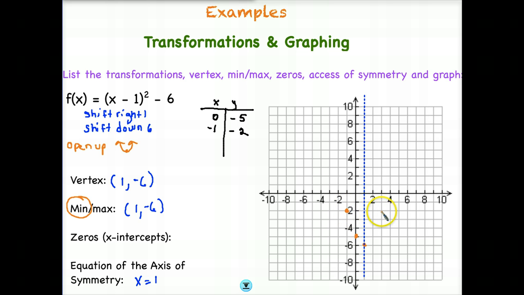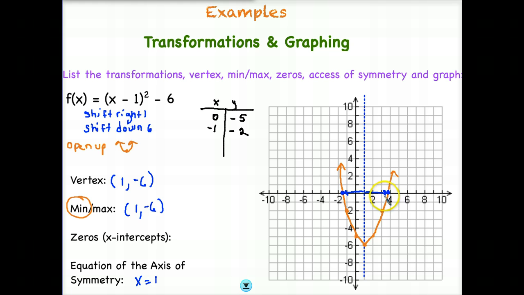I'm going to plot the symmetric points right here and right here. And now I'm good to draw in my curve as best that I can. Again, not so easy when it's a curve, but that's pretty close. So I will now find my zeros or my x-intercepts, and it looks like it would be here and here. And they should be symmetric distances away from your line of symmetry. And it looks like I'm pretty close.